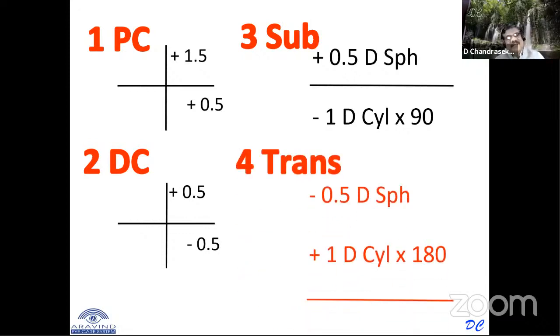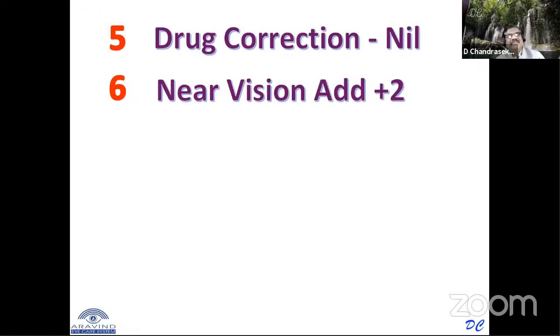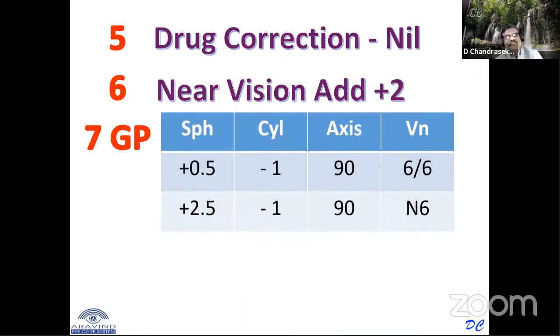So actually transposition is not necessary here, but if you transpose, the algebraic sum of 0.5 minus 1 will become minus 0.5 spherical, change the symbol and axis, plus 1 at 180. You can see the other axis 0.5, you're right, but no need to do that. Drug correction nil and near vision add is plus 2. Then you give this plus 0.5 minus 1 at 90, and you're giving a plus 2 add. Just add to the spherical and put. This is the right way to write the prescription precisely: plus 2.5 minus 1 at 90.